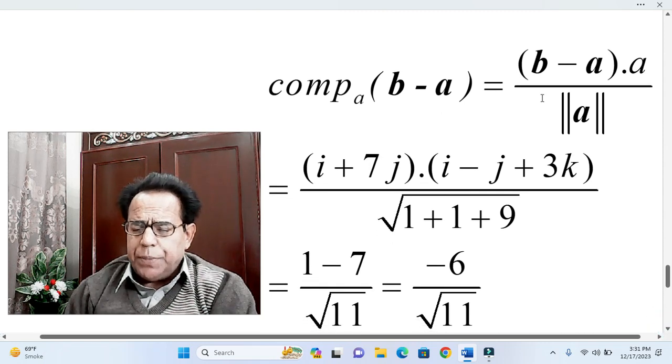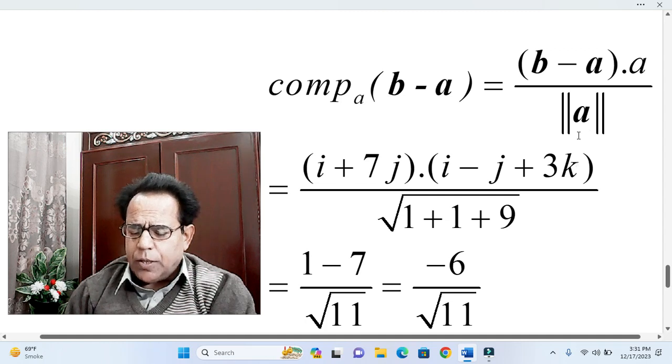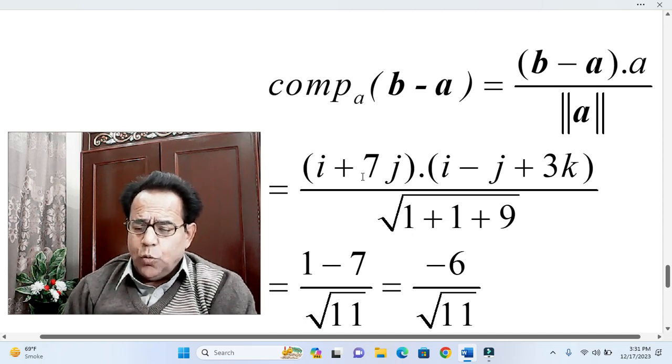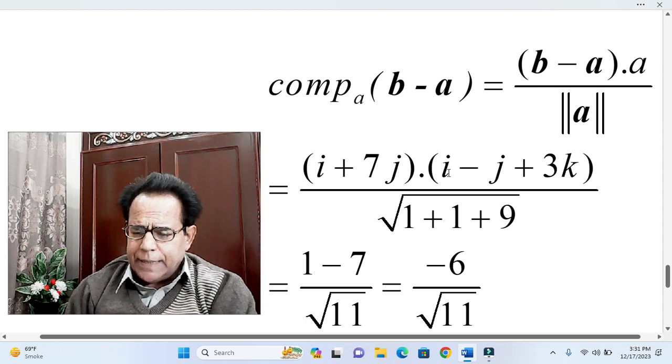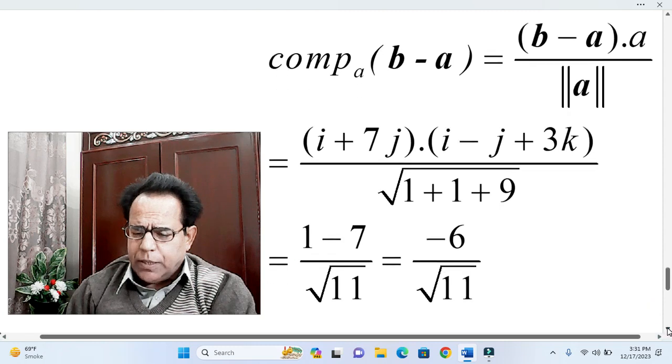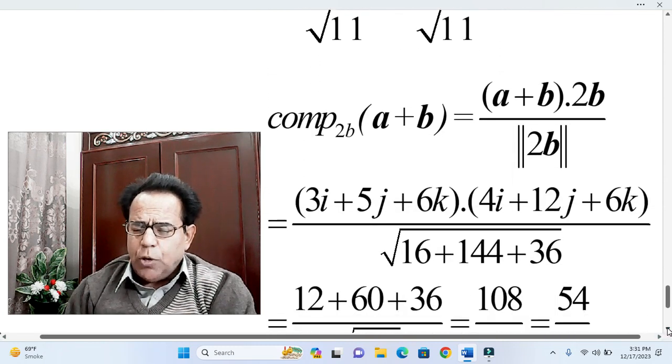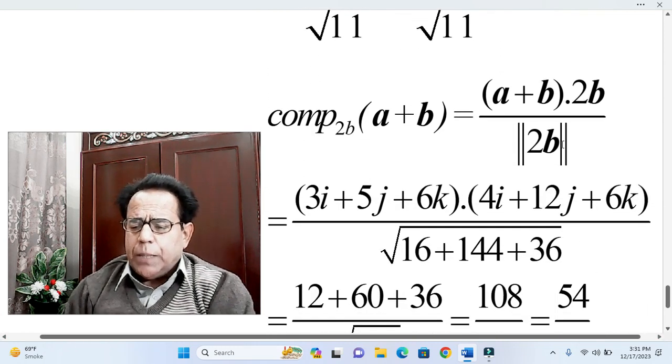Component of A on B minus A is equal to B minus A dot A over A magnitude. This is B minus A, this is dot A divided by A magnitude, which is 11. Now we take A dot B, 1 into 1, 1, 1 minus 7, equal to minus 6. Exactly. Now component of 2B on A plus B equal to A plus B dot 2B over 2B.